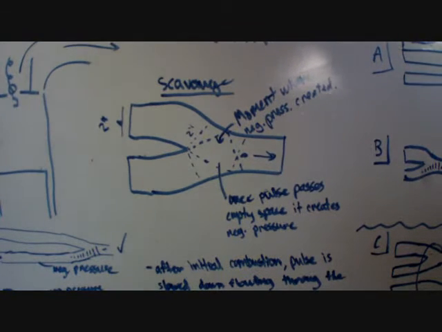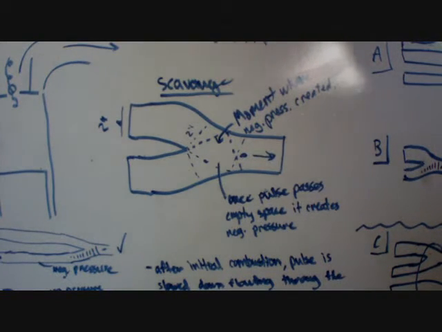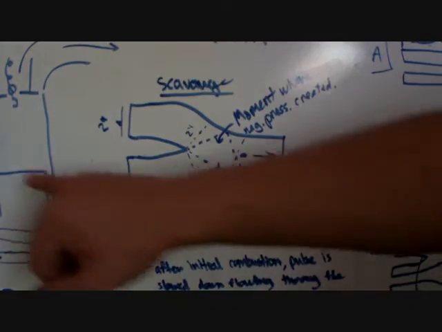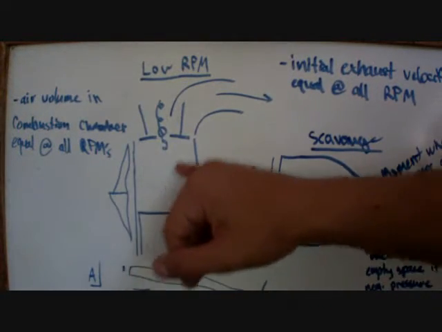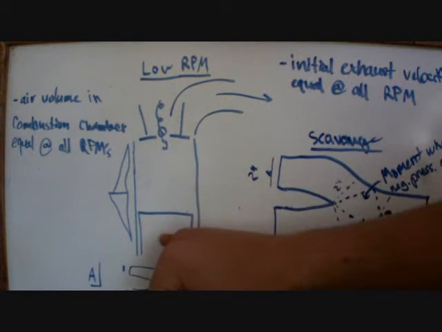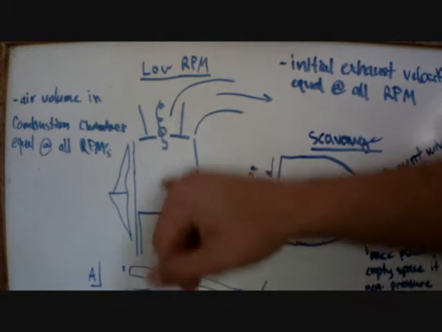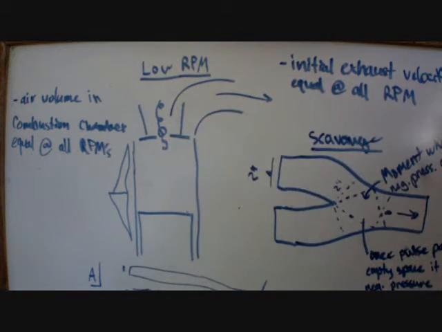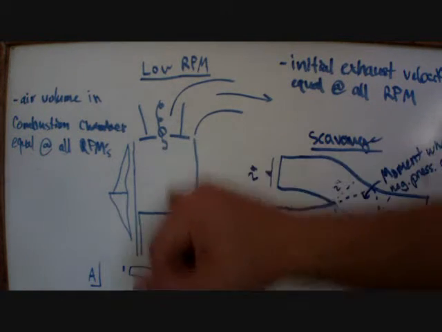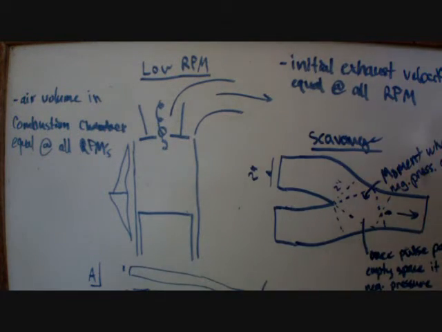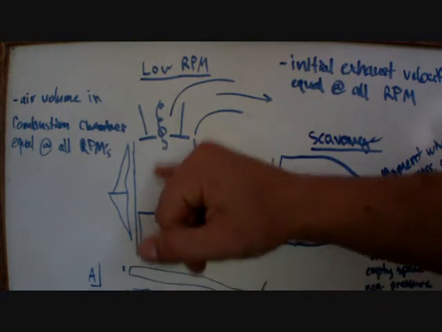Now, if scavenging occurs right when the exhaust valve opens, not only will it help evacuate the gas, but by evacuating the gas, going back to this diagram here, it's allowing for there to be less pressure in the combustion chamber for the piston to fight against as it pushes the gas up and through the valve and through the exhaust system.